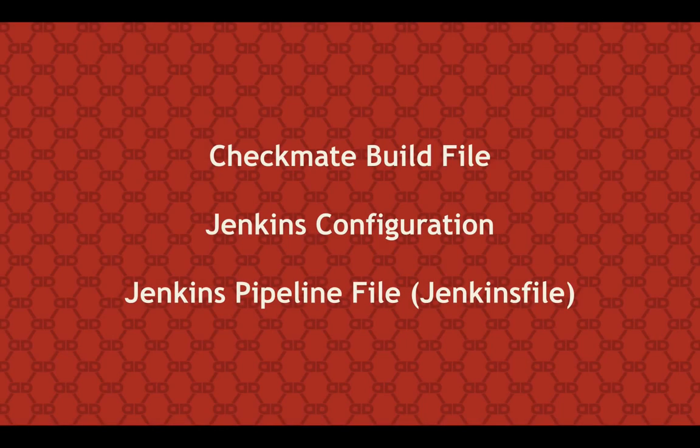We'll now take a look at how to design a continuous integration process that's being driven by Checkmate and Jenkins. So we'll take a look at the Checkmate build file, the main point of configuration for Checkmate itself. We'll also have a look at the Jenkins configuration, some of the options available in the Jenkins web UI. And finally, we'll have a look at a Jenkins Pipeline file, or what's sometimes referred to as the Jenkins file. And this is a way for us to design Jenkins pipelines as code instead of as functionality embedded inside the web UI.